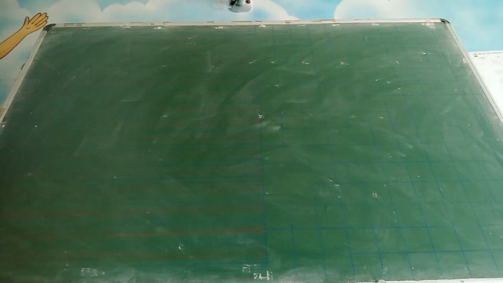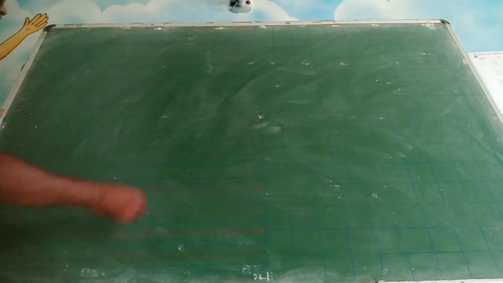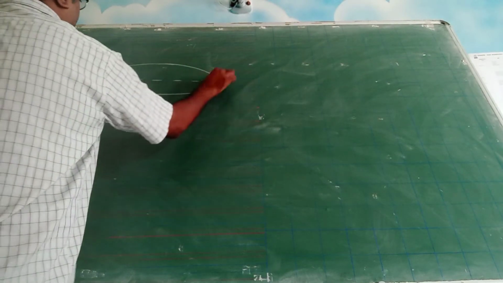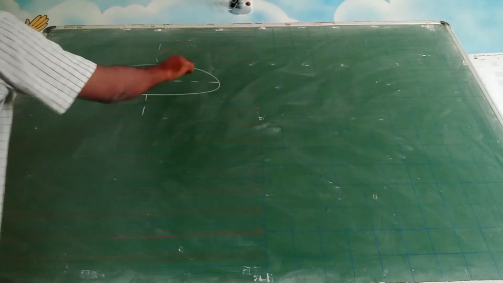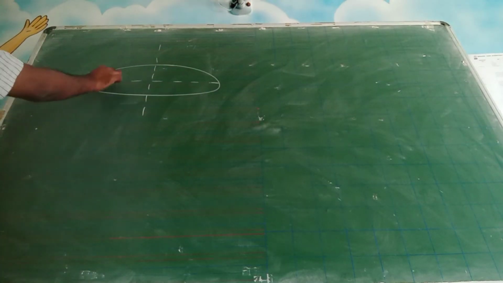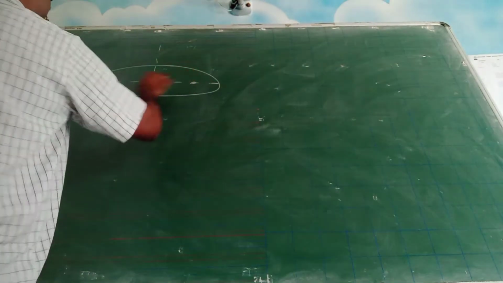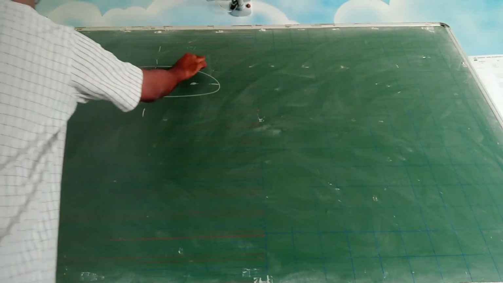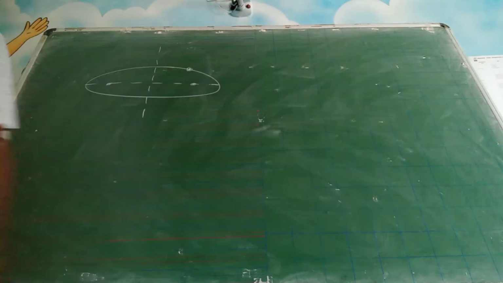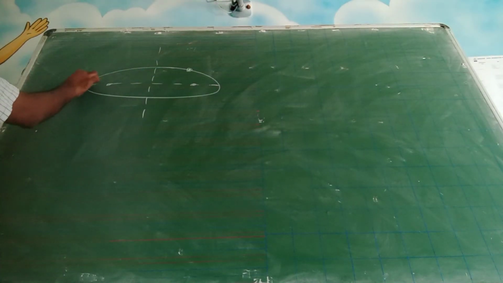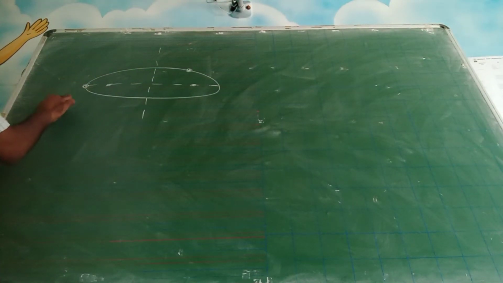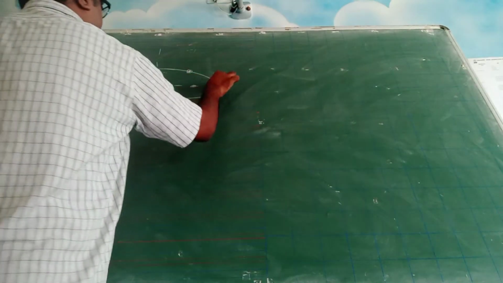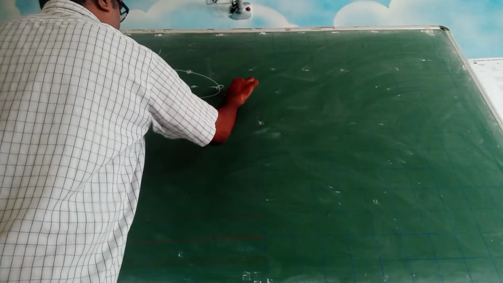Welcome students. In the last class we were talking about Kepler's laws. We have seen that this is like the shape of an egg, an ellipse, and the location of the sun can be at one of these two foci. The planet can be rotating somewhere here. I told you this position is called perihelion, and this position is called aphelion.